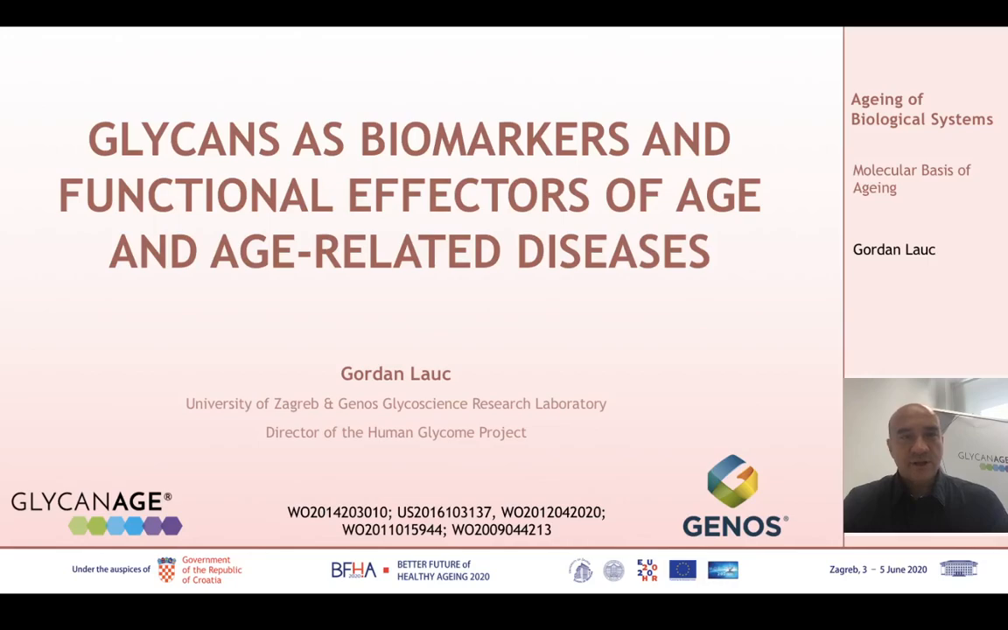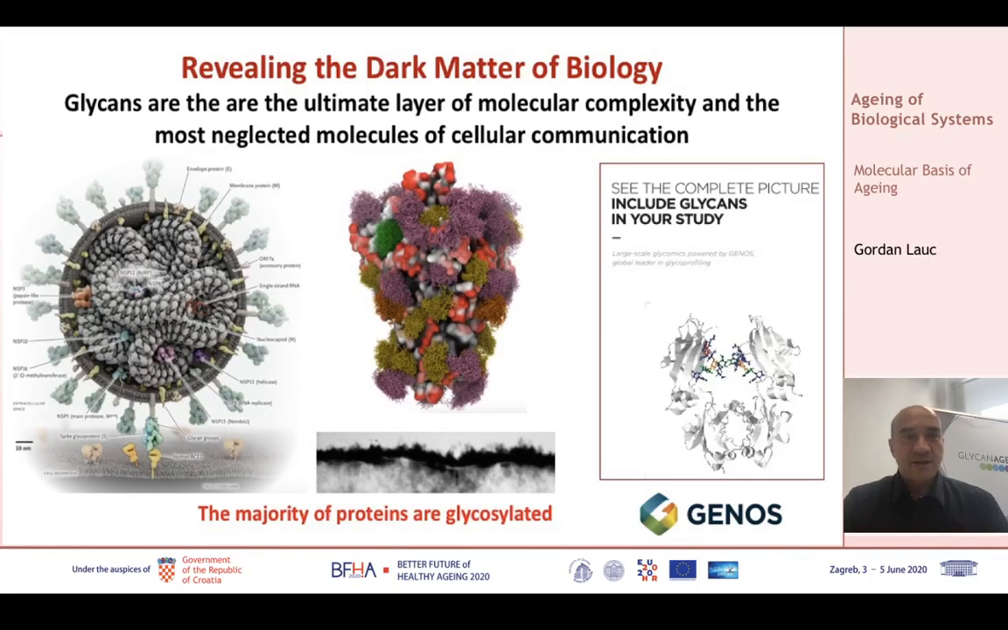In this recorded lecture, I will tell you something about glycans as biomarkers and functional effectors of age and age-related diseases. Glycans are the ultimate layer of molecular complexity, but at the same time the most neglected molecules of cellular communication. Even now, many times we can see proteins presented without any glycans on their surface, while in fact the same protein, like this S-glycoprotein of the SARS virus, is actually more glycan than protein.